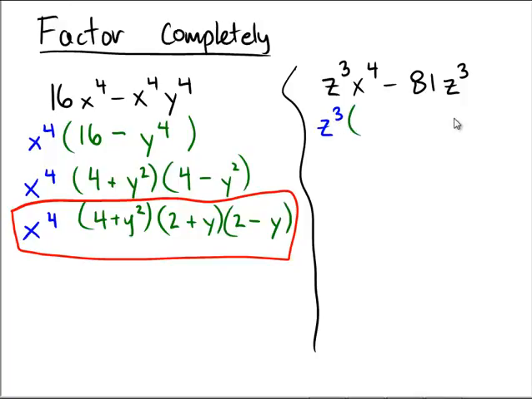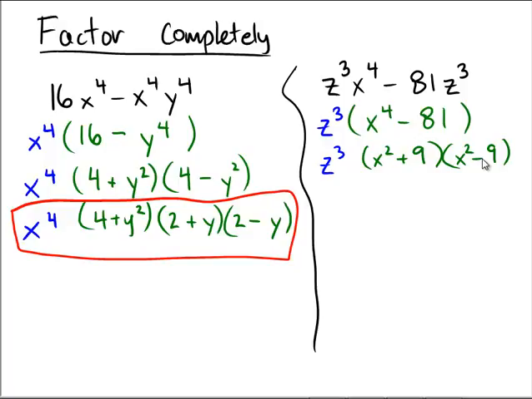What's left over? From the first term, x to the fourth, minus, from the second term, the number 81. Both x to the fourth and 81 are perfect squares. So in the next stage of the factoring, we'll write out two collections here. The square root of x to the fourth is x squared, so put that here and here. The square root of 81 is 9, put that here and here. First one plus, second one minus.